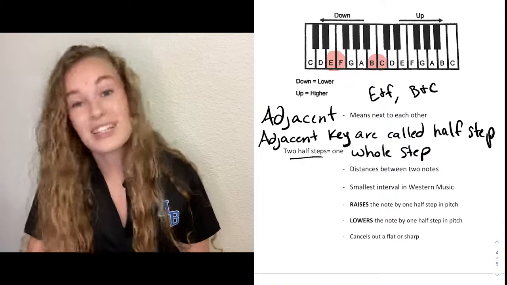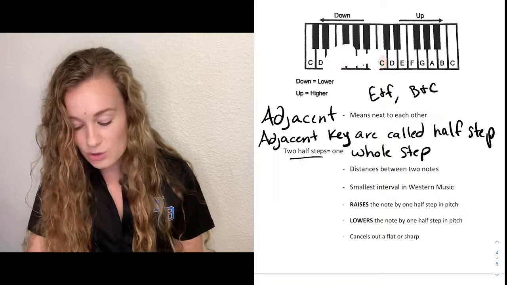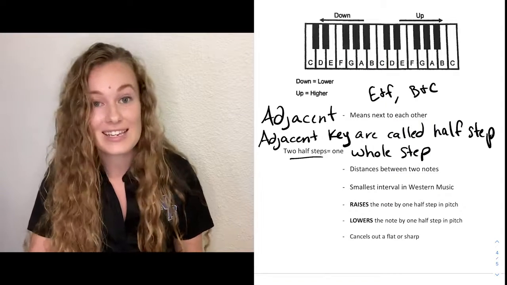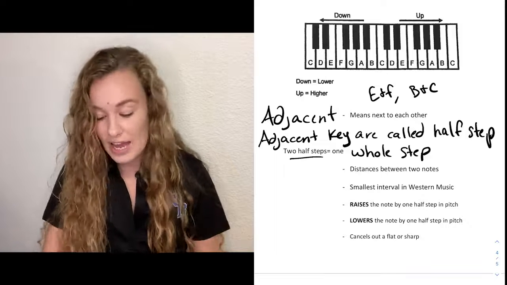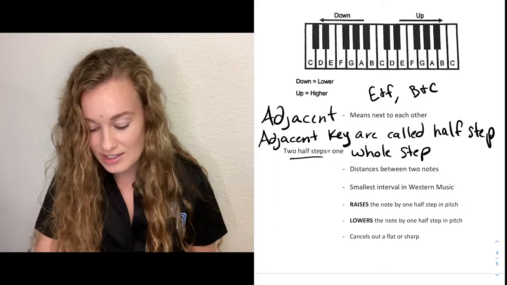But those aren't the only half steps that we have. Those are just the only white key half steps that we have, meaning 2 white keys next to each other. All of the other ones have one of these black keys next to them.